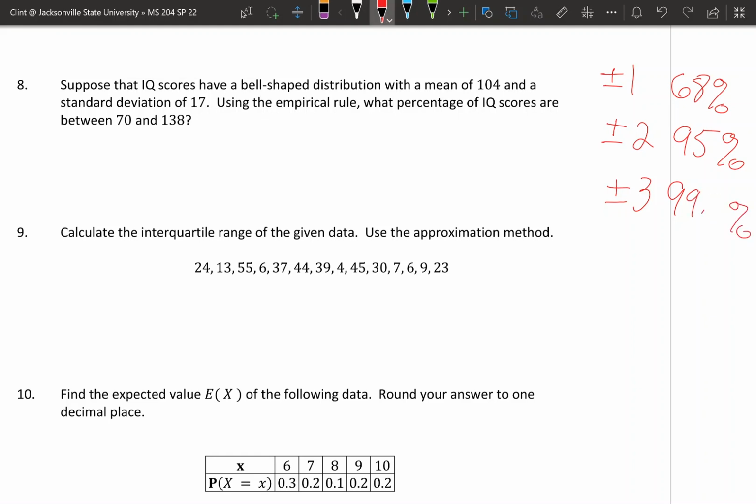So this one says if we've got a mean of 104 and a standard deviation of 17, using the empirical rule, what percentage of IQ scores are between 70 and 138? When we did these, we drew it out. We can also use the Z formula now that we know what that is. We wanted to do 70 minus the mean. We could figure out how far away this one is. You can do it either way. You can sketch it or use the Z formula.